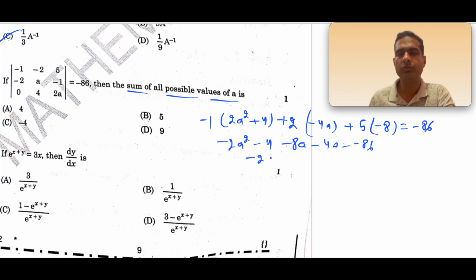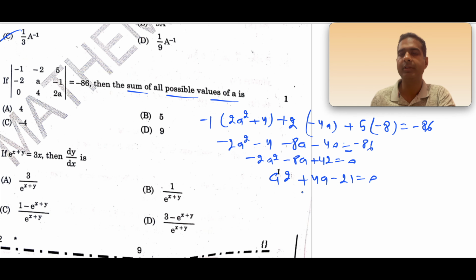So minus 2A square minus 8A minus 44, and minus 86 will come on this side, so plus 86. So minus 44 plus 86 will be 42, is equal to 0. If we divide by negative 2, we will be getting A square plus 4A minus 21 is equal to 0, and on factorizing we can get (A plus 7)(A minus 3) is equal to 0. So A is equal to negative 7 and A is equal to 3.